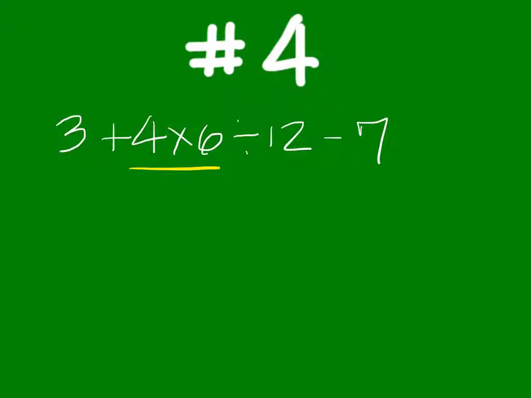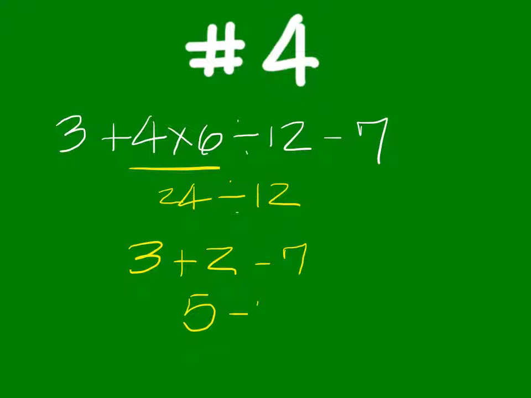4 times 6 is 24. 24 divided by 12 is 2. 3 plus 2 is 5. Minus 7 is negative 2.